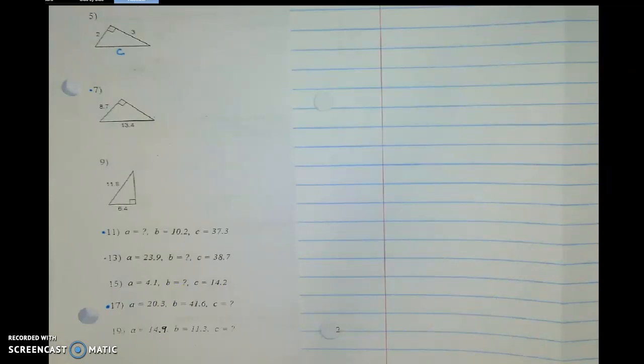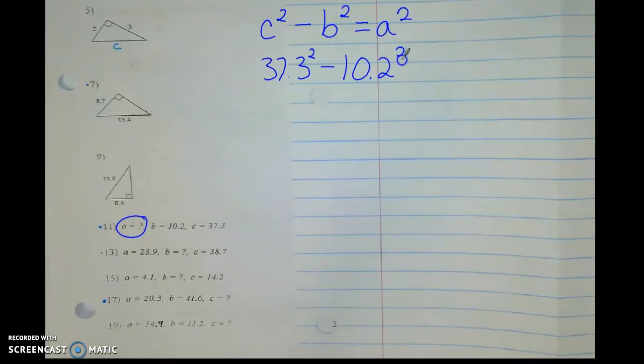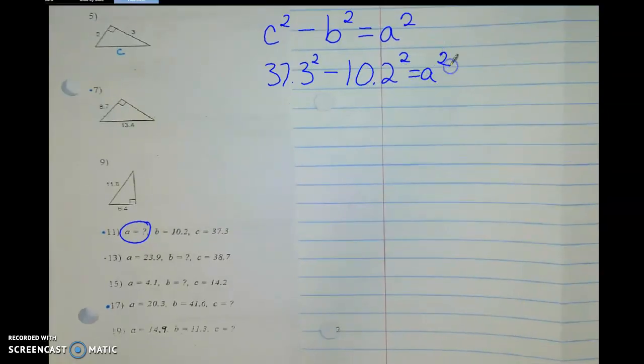Okay, let's look at number 11. The bottom part, we're doing the same thing, it just didn't give us the triangle. It's just telling us what the side lengths are. So I'm still using my Pythagorean theorem. On number 11, I don't know a. That's what we've got to figure out. If I am trying to figure out one of the legs, I need to do c squared minus a leg squared equals the missing leg squared. So 37.3 squared minus b, which is 10.2 squared, is going to give me a squared.